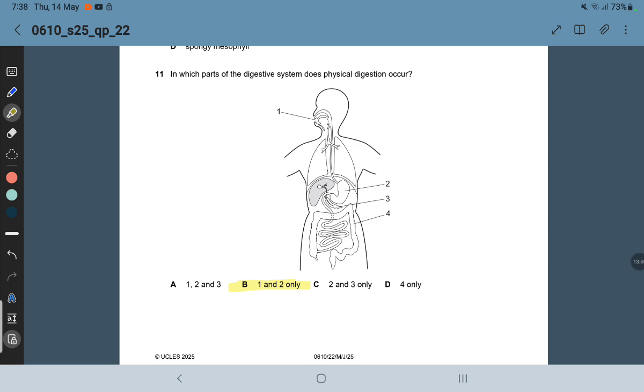Well, it will be B, 1 and 2. Why not 3? Well, 3 is the pancreas, and it releases endocrine hormones. The pancreas does not provide any physical digestion. It releases trypsin at the duodenum, and it has nothing to do with physical digestion, which occurs in the mouth and these places. So 3 will be cancelled. 4, of course, is the large intestine. Nothing occurs here except the reabsorption of water, but it does not involve physical digestion, so your answer will be B.